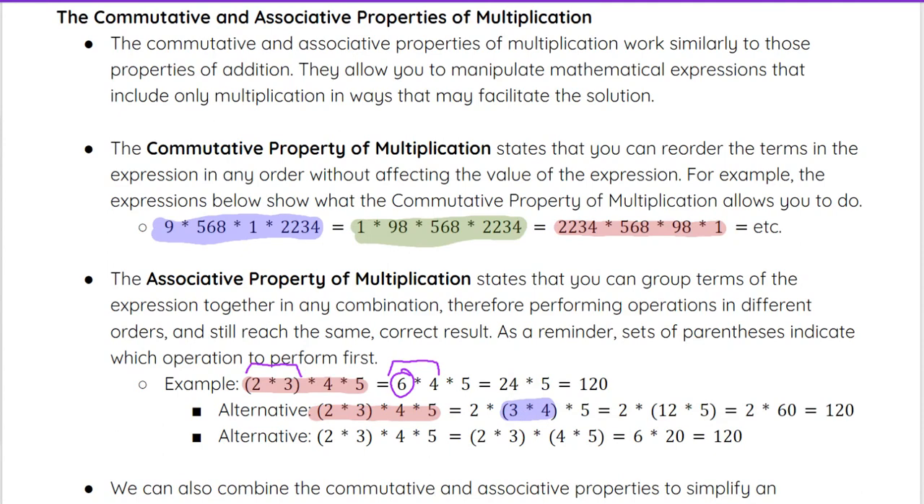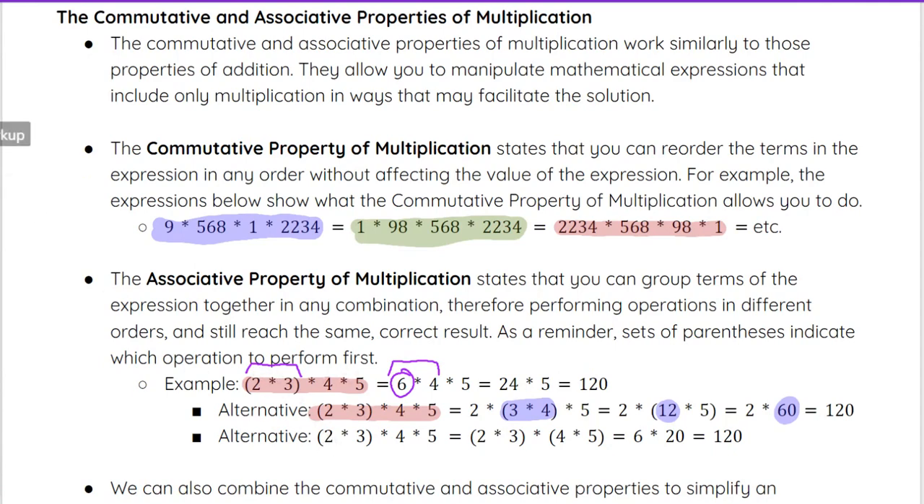So 3 times 4 is 12. And then we have 2 times 12 times 5. I could put parentheses around here to indicate doing that first. 12 times 5 is 60. And then multiply by the 2. So there are a lot of ways that we can do this. That's just one alternative using the associative property of multiplication, which tells us we can do a different pair multiplied first and still get the same answer because it's all multiplication.